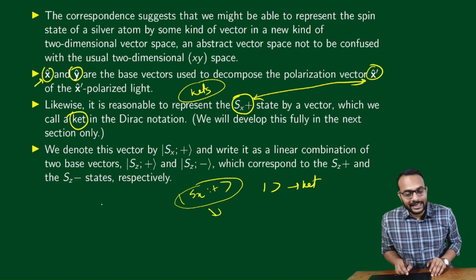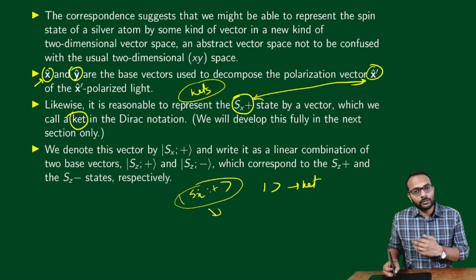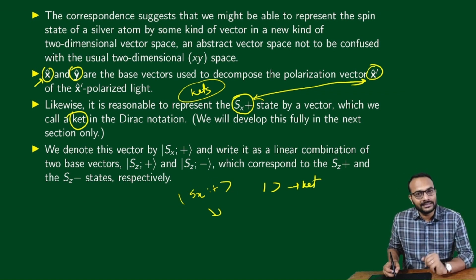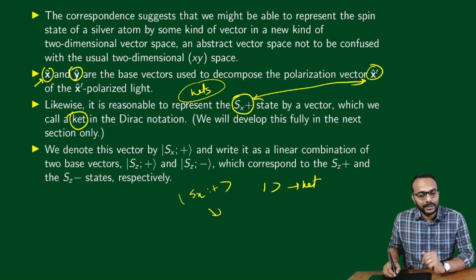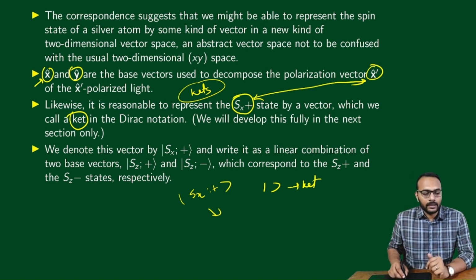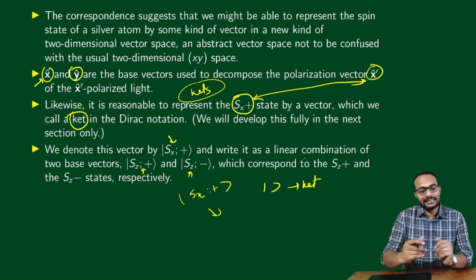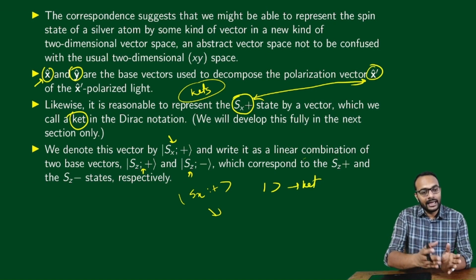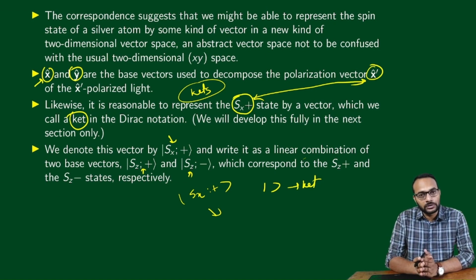The ket Sx plus is some sort of vector that lives in an abstract space, and it represents the spin state Sx plus. So we denote the vector by ket Sx plus and write it as a linear combination of two basis vectors, Sz plus and Sz minus. Here we wrote x prime in terms of two basis vectors x and y, and we made the correspondence: x prime corresponds to Sx plus, x corresponds to Sz plus, and y corresponds to Sz minus.